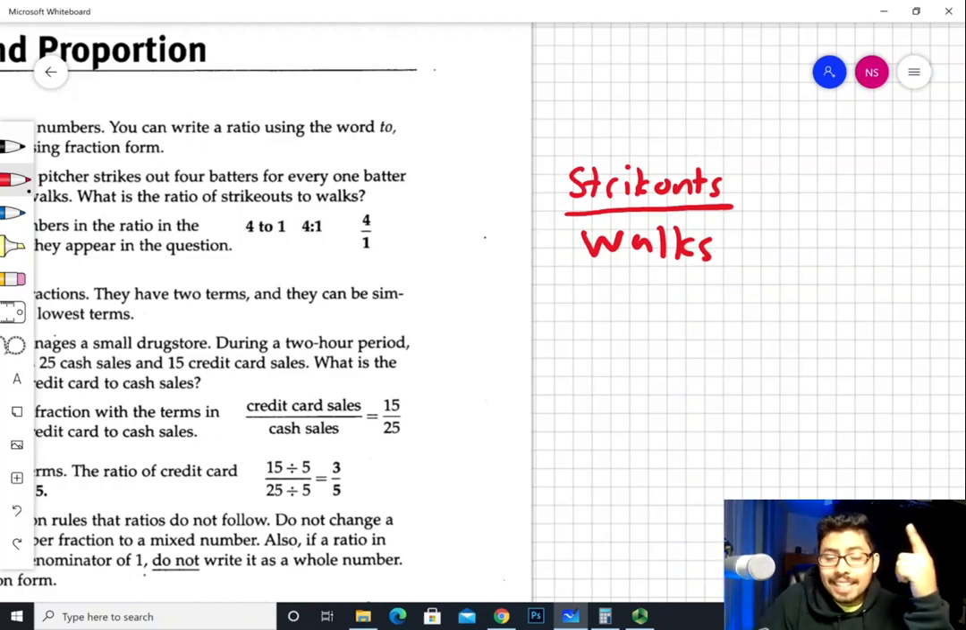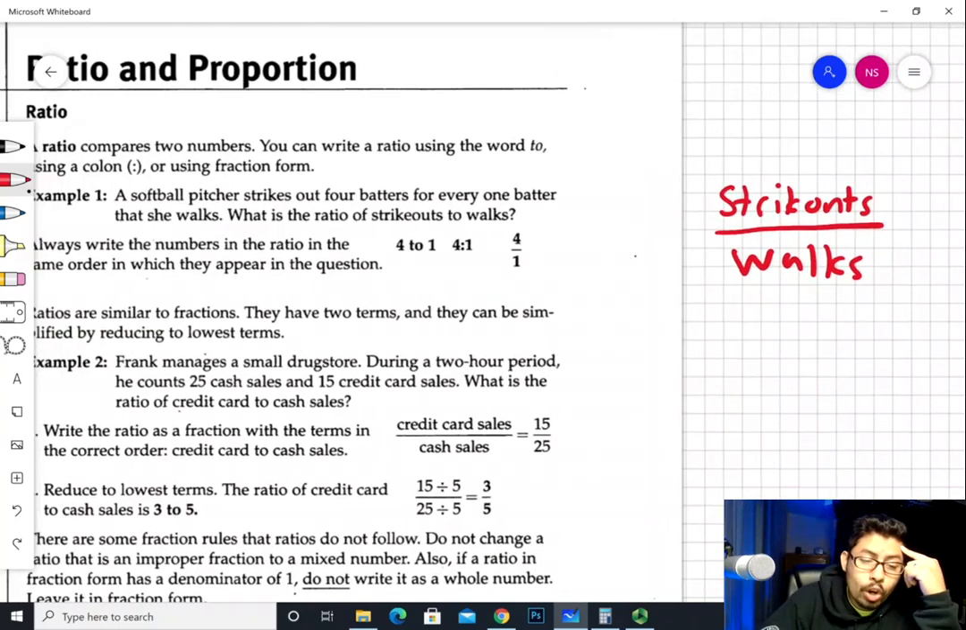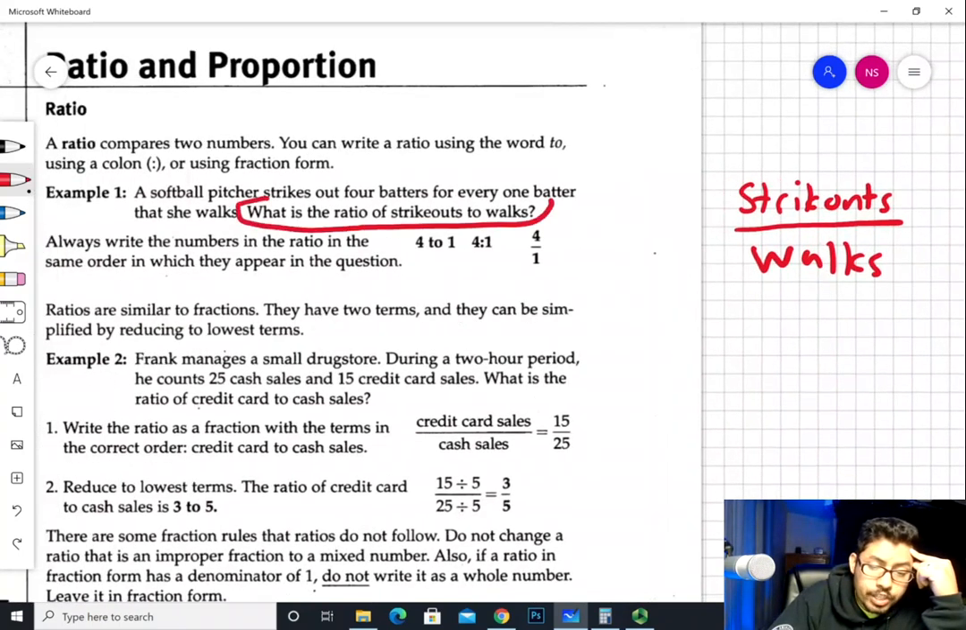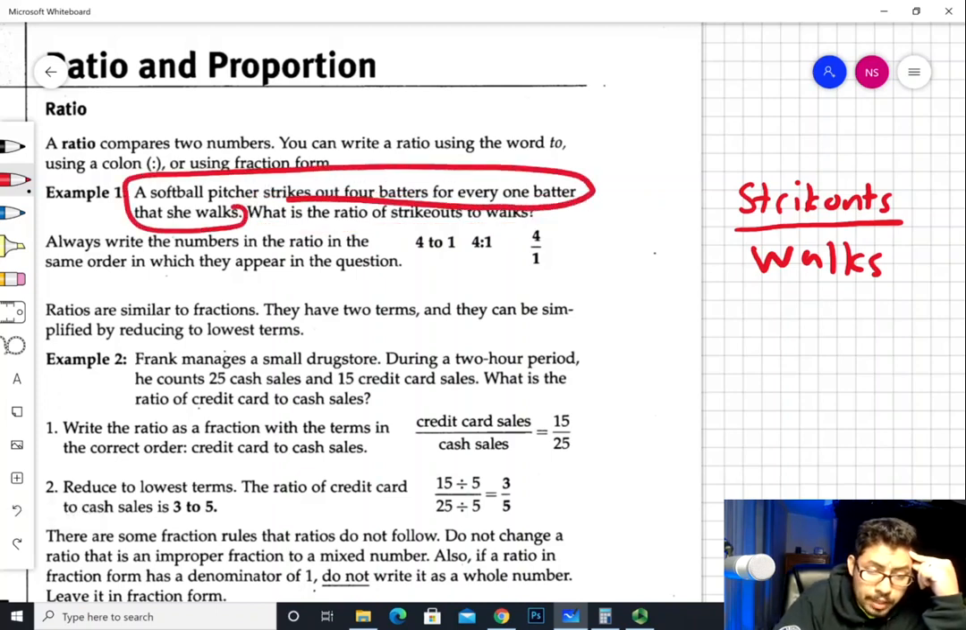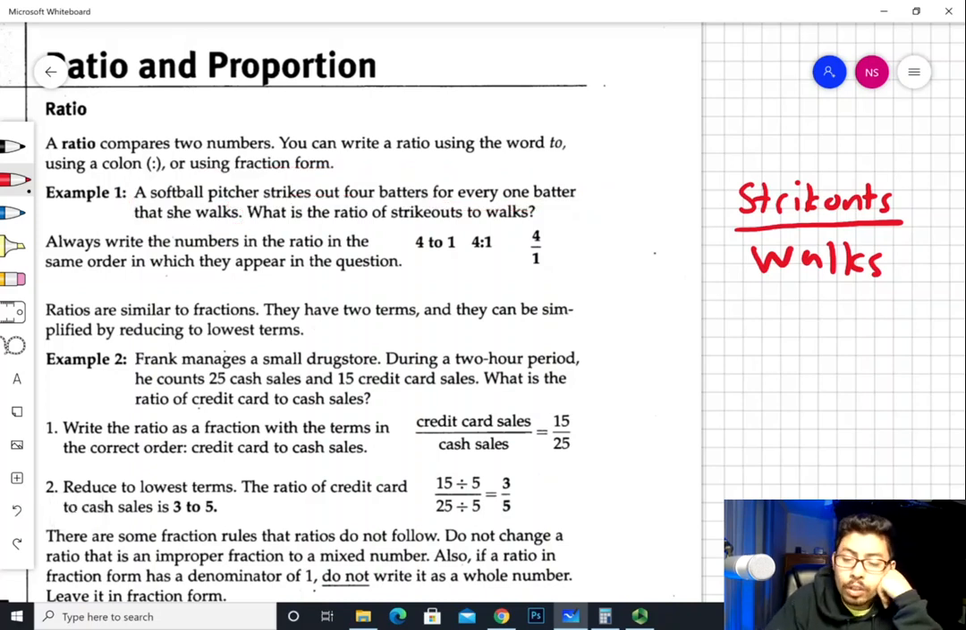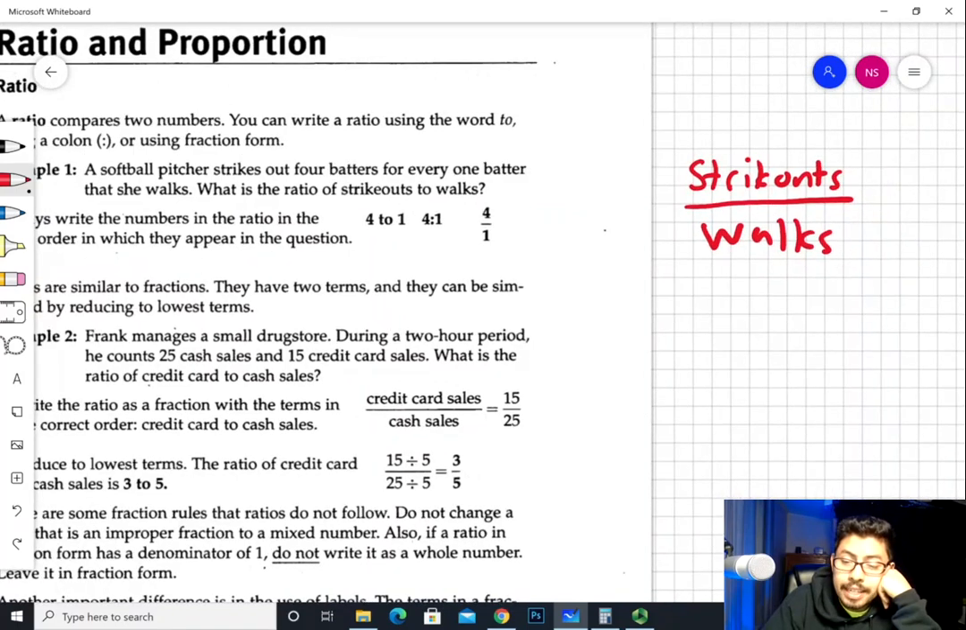And our plan is to go back to the word problem. If we know this was the question section of the word problem, what is the ratio of strikeouts to walks? I'm going to go back to the information section, the word problem, and I'm going to go look for the number representing my strikeouts and the number representing my walks.